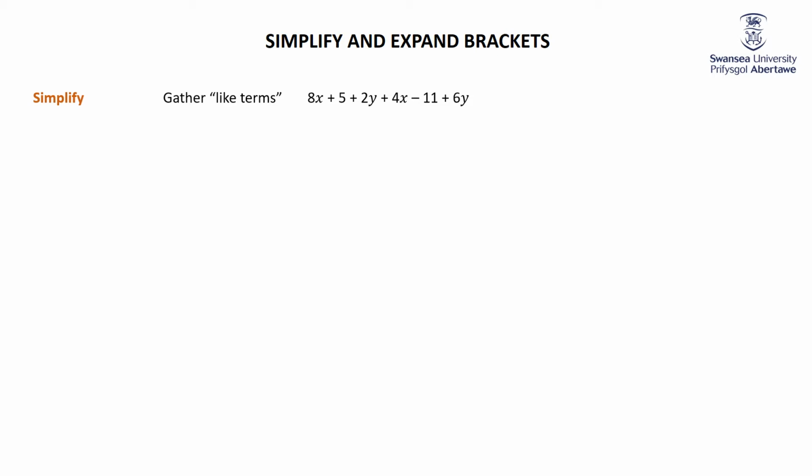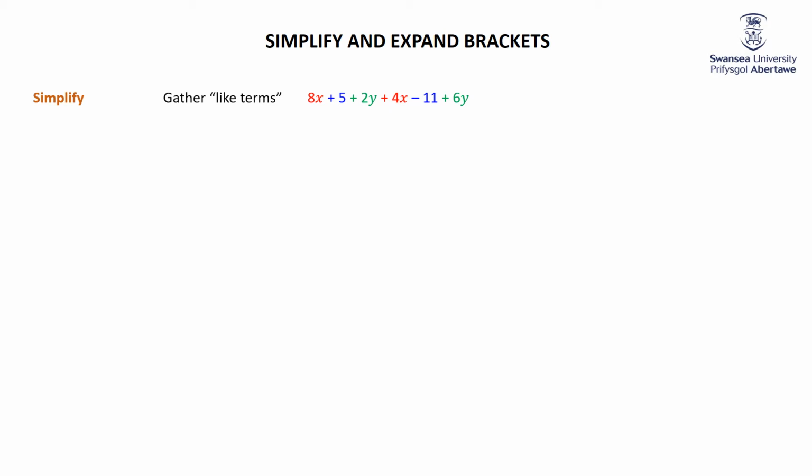So consider this one: 8x plus 5 plus 2y plus 4x minus 11 plus 6y. Looks rather disgusting, doesn't it? But let's notice that what we have here is some x's, some numbers, and some y's. So let's highlight that with some pretty colours. We've got 8x and 4x, we've got 2y and 6y, and we have 5 and minus 11. So let's gather those like terms.